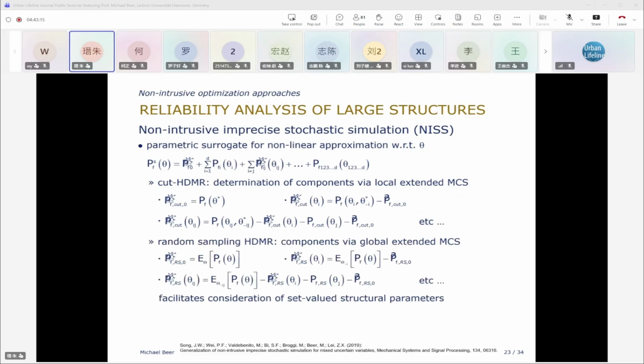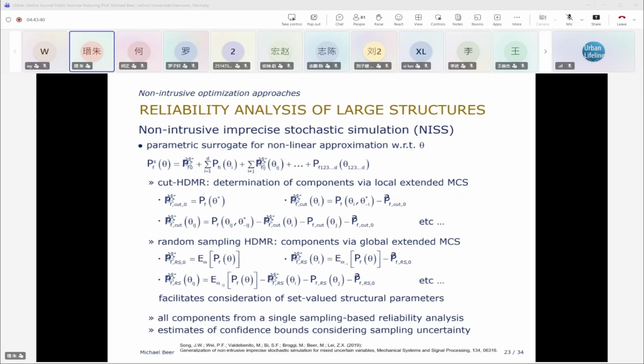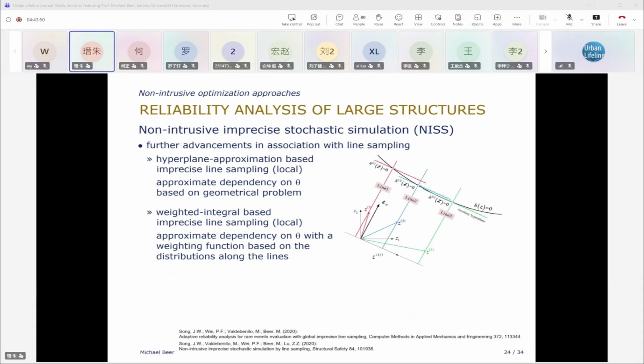And then the nice thing is, if we do global extended Monte Carlo, we can also use intervals for theta instead of having a distribution function. So these thetas can also be structural parameters. We sample them artificially and then take the expectation for the result. So with the global extended Monte Carlo, we can also deal with interval parameters as structural parameters. All the components come from a single sampling-based reliability analysis, and it estimates the confidence bounds with a relatively small sample size. So this can then be expanded.